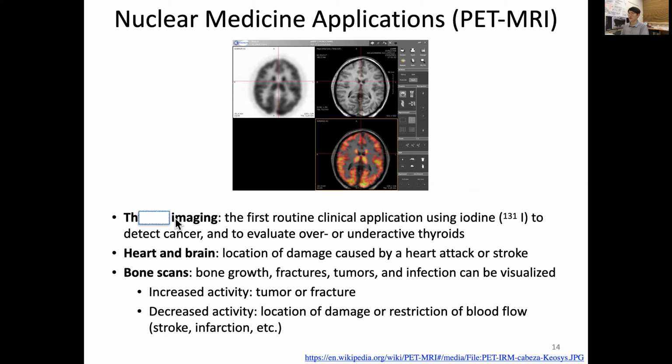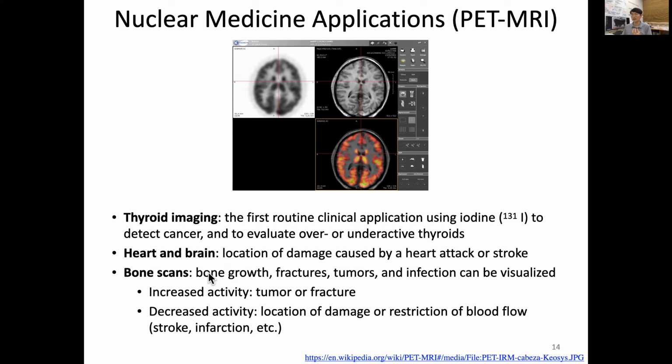So for example, a thyroid image is the first routine clinical application, using the property of iodine, which accumulates in the thyroid. So we use iodine-131 to detect thyroid cancer and to evaluate whether there's overactive or underactive thyroid activity. And the heart and brain as well, because they always have very, very high metabolic activity. So the location of damage caused by, in the heart case, a heart attack, or stroke for the brain, can be imaged by using PET and maybe MR together.